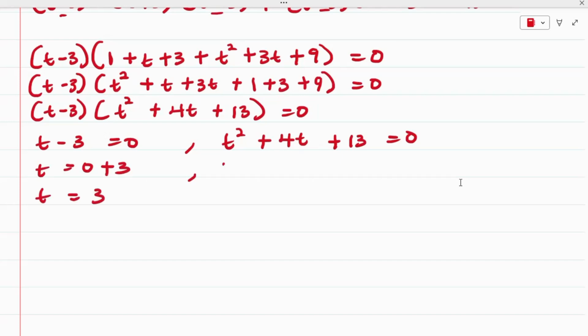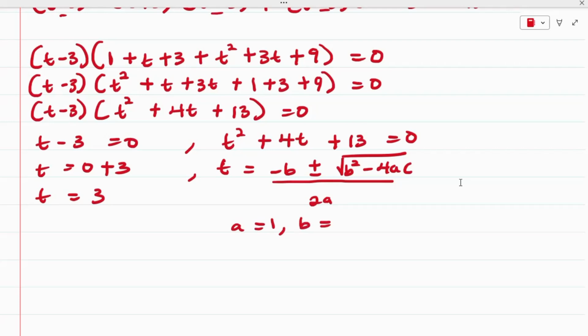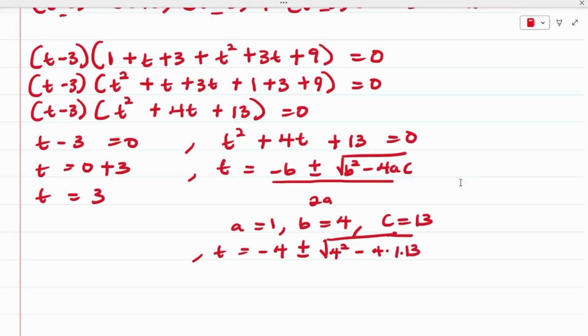So from here, we want to apply the quadratic formula that says t is equal to minus b plus or minus the square root of b squared minus 4ac, divided by 2a, where a is equal to 1, b is equal to 4, and c is equal to 13. So we have t is equal to minus 4 plus or minus the square root of b squared, which is 4 squared, minus 4 multiplied by a, which is 1, multiplied by c, which is 13, divided by 2 multiplied by a, which is 1.